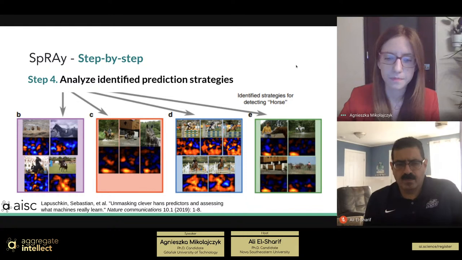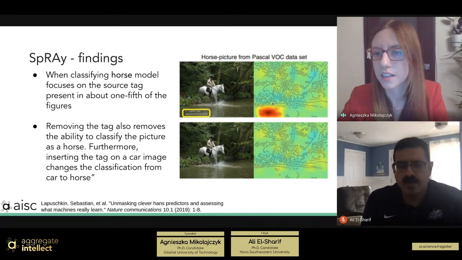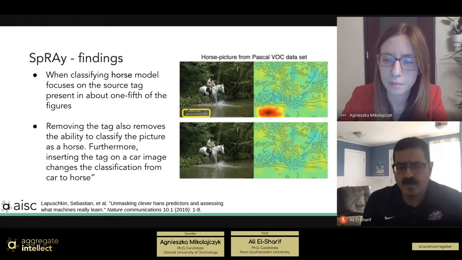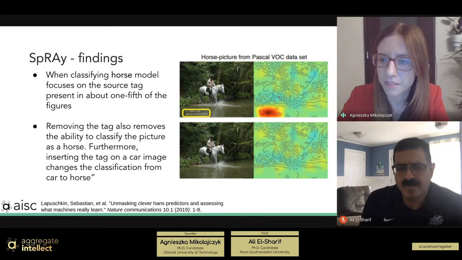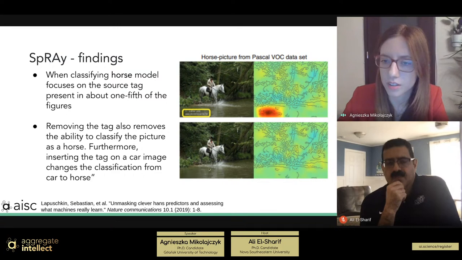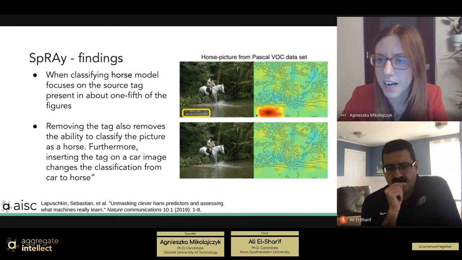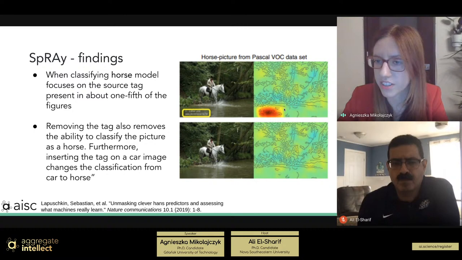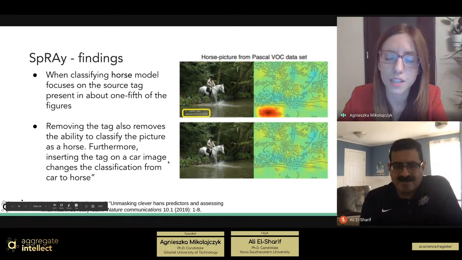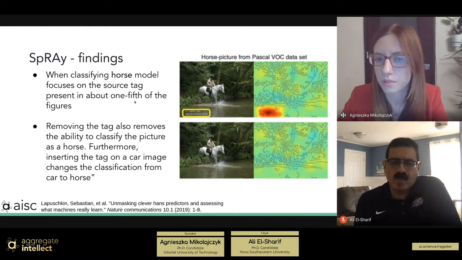And what was interesting, they discovered that in one cluster, there are a lot of images of horses where a source tag is present. So they started to think about it and they tried to remove the tag. When they removed the tag, the image stopped being classified as a horse. Here on the relevance map, you can see how strongly the source tag is changing the prediction. Also, they placed the tag in the image of a car. And what happened was they started to classify the car as a horse only because of the source tag being visible.